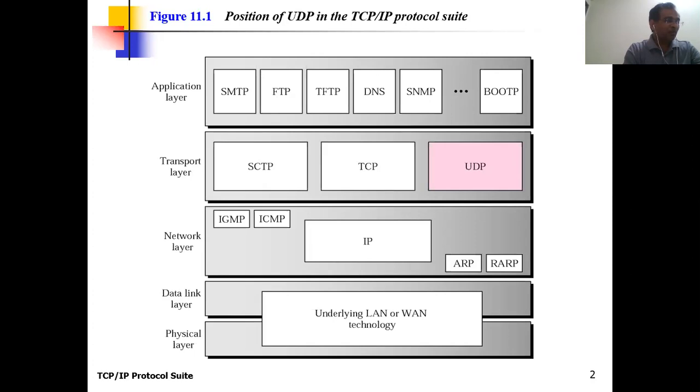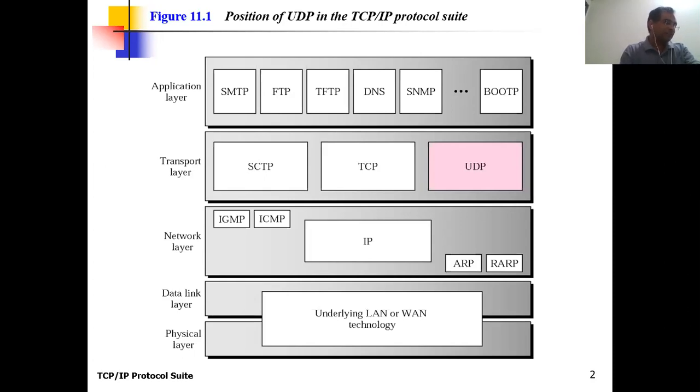That is, there is no flow control mechanism and there is no acknowledgement for received packets. UDP, however, does provide error control to some extent. So we'll see that. If UDP detects an error in the received packet, it silently drops it, and it is going to generate an ICMP message for that.